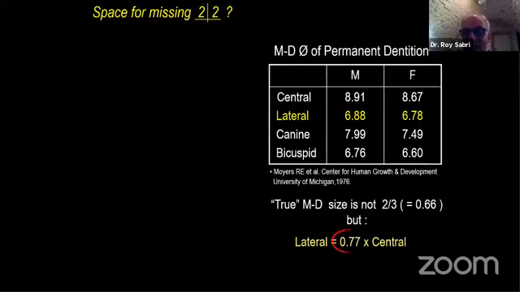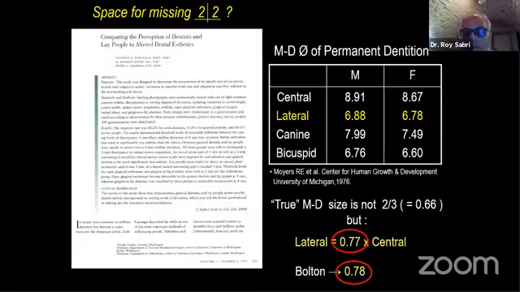The real mesiodistal size is, now I don't want to give you a magic number, but if you take the average sizes, a lateral is 0.77 of the central. This gives you an accurate number to start with. Or if you follow the Bolton and you end up with 0.78, which is very close. Now, sometimes we were very rigid on finding the exact size.